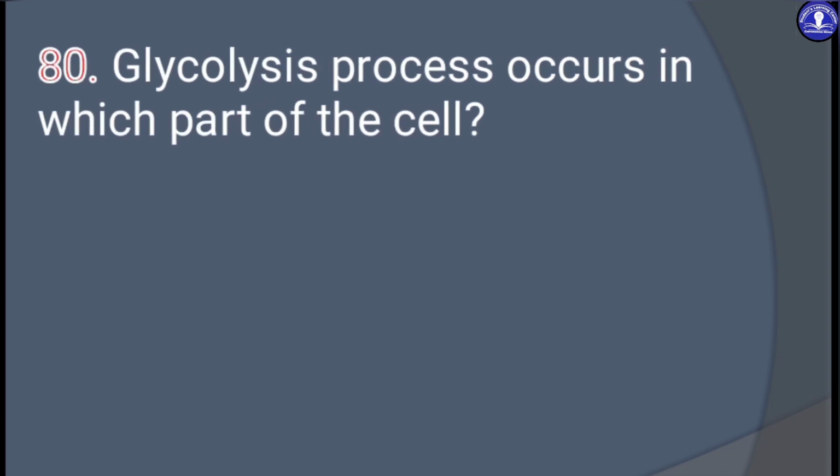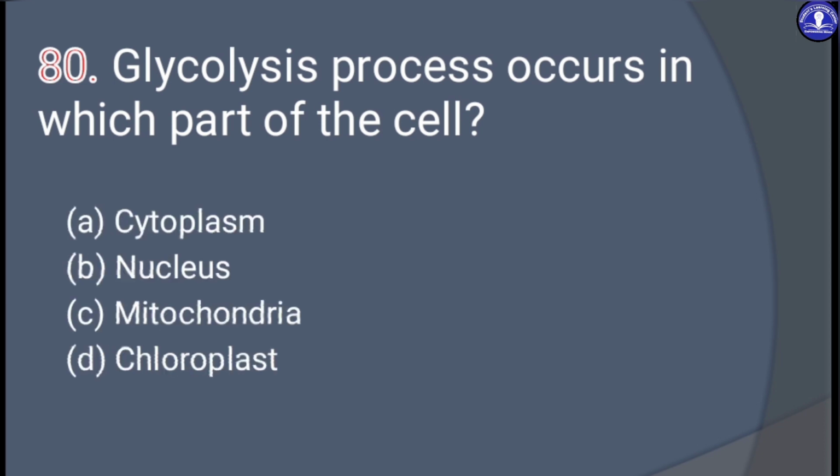The next question. Glycolysis process occurs in which part of the cell? Let's see the options. The options are cytoplasm, nucleus, mitochondria, and chloroplast. The answer is cytoplasm. That's it for today's session.